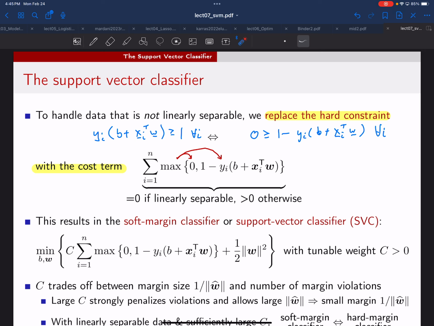So, okay, now you can see, if we can find a B and W such that this hard constraint is satisfied, that means that this number here is at most 0, usually less. That means when you take this max, the max will always be 0, right? Because it's 0 or something that's at most 0, or usually less. So that means that if you do have linearly separable data and you find that hard margin classifier, it will actually give you a cost of 0.